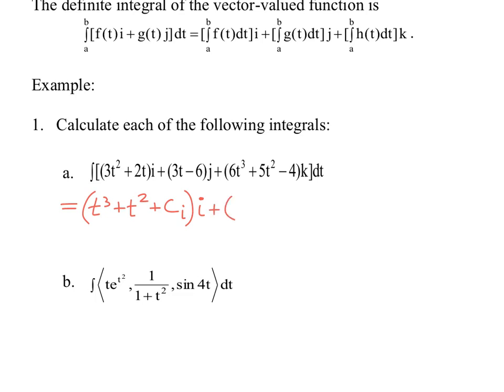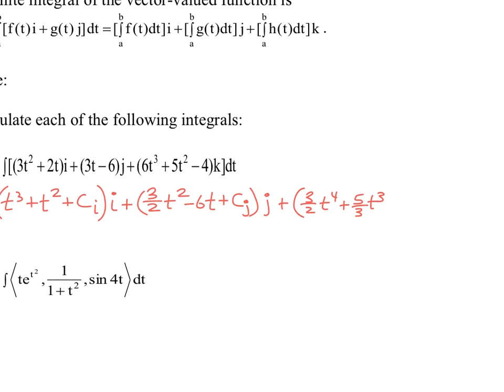All right, so then 3/2 t squared minus 6t plus C sub j. That's the j component, plus 6/4, so 3/2 t to the 4th plus 5/3 t cubed minus 4t plus C sub k, and that's the k term.